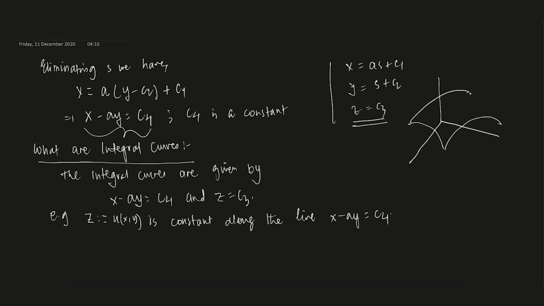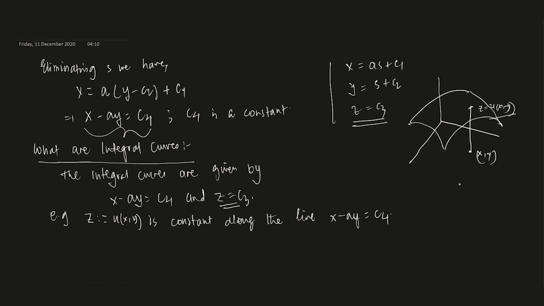Let's say that is our graph of the function. At any point xy here, what is u of xy? That's your z coordinate. So z is u of xy, and that is why I am writing it like this. So z equals u of xy is constant along these lines. Let's say x minus ay equals c4. Those are lines which look like this on the xy plane.